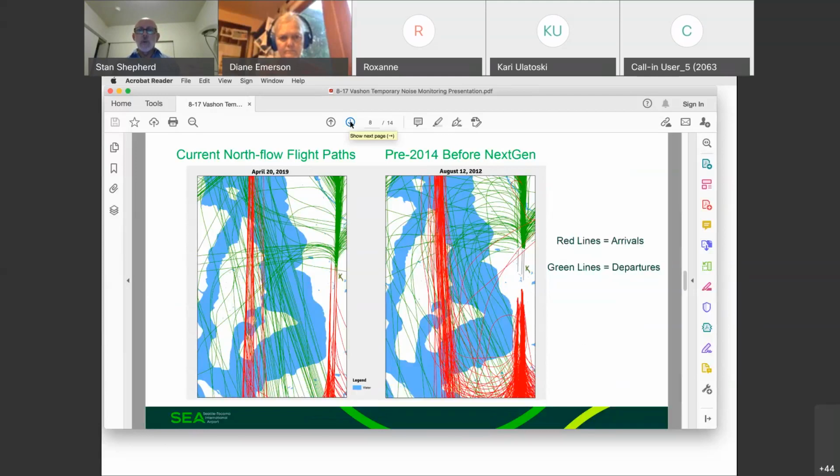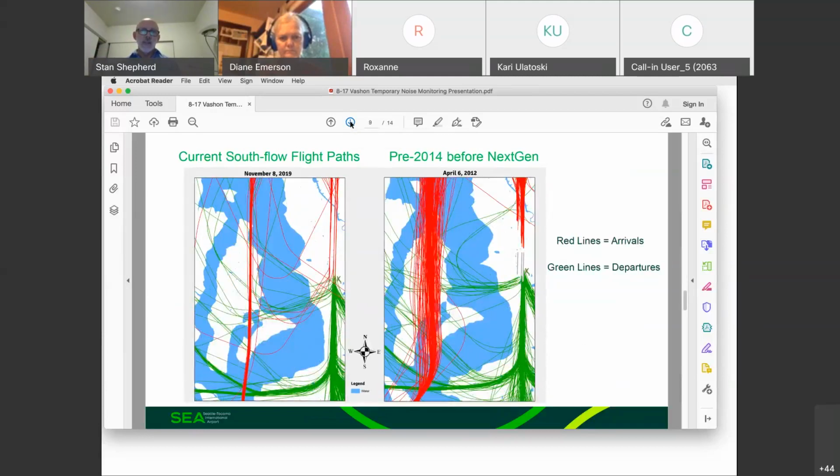Next slide. Oh, by the way, the red lines are arrivals, green lines are departure. That's pretty important. And where the red lines and green lines intersect is where SeaTac Airport is. So this is current south flow, and this is the one that has the most impact to Vashon.